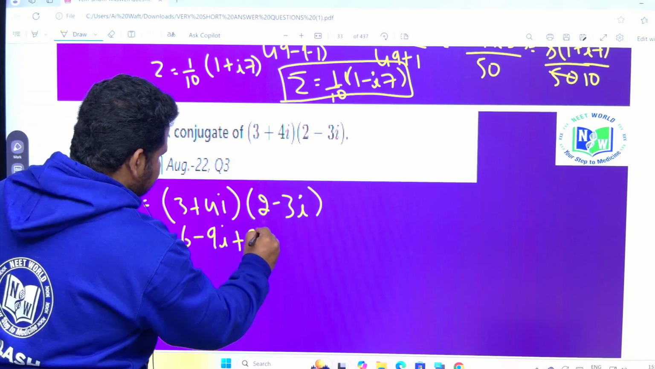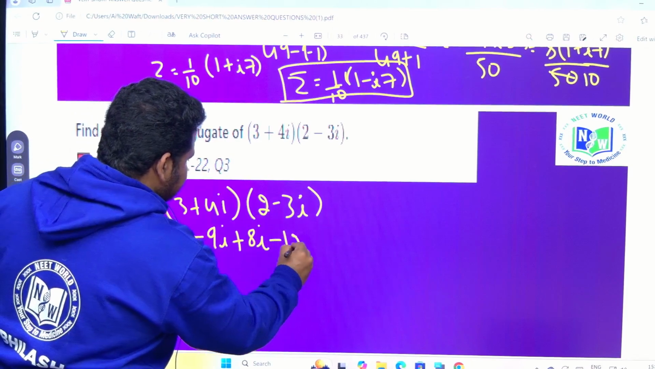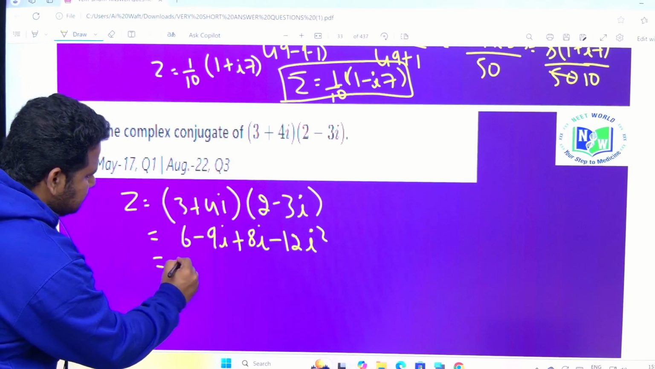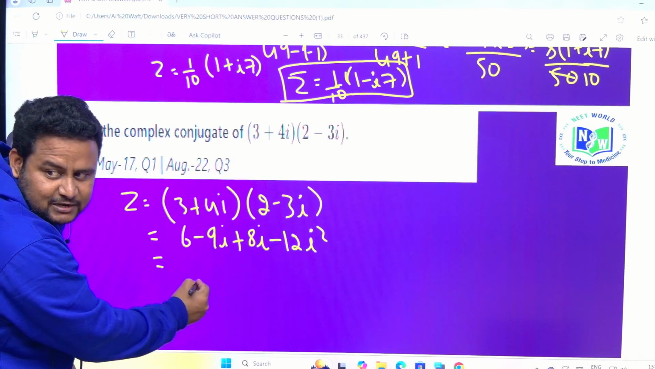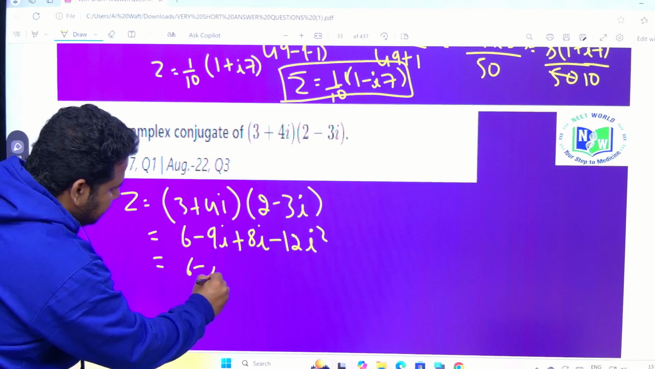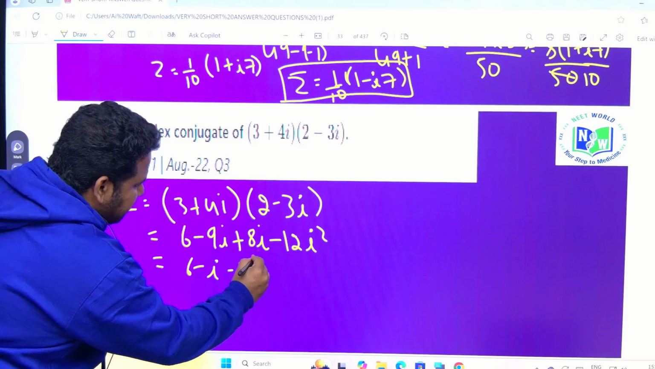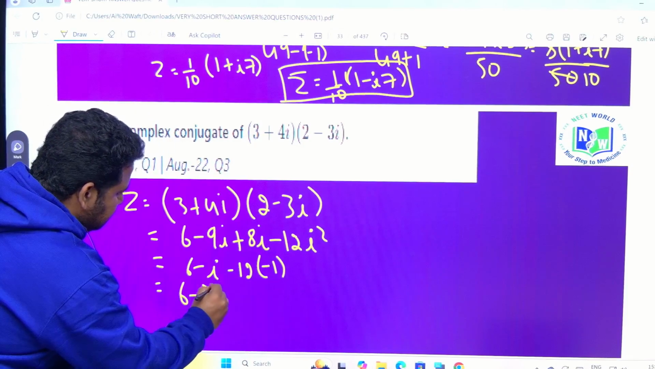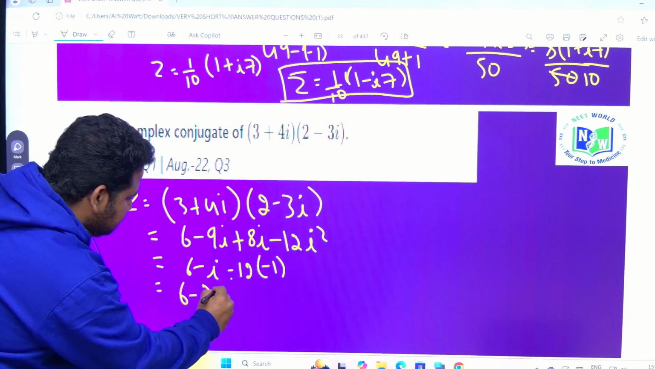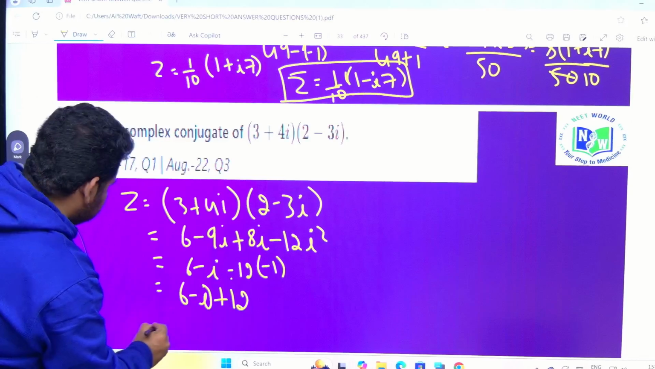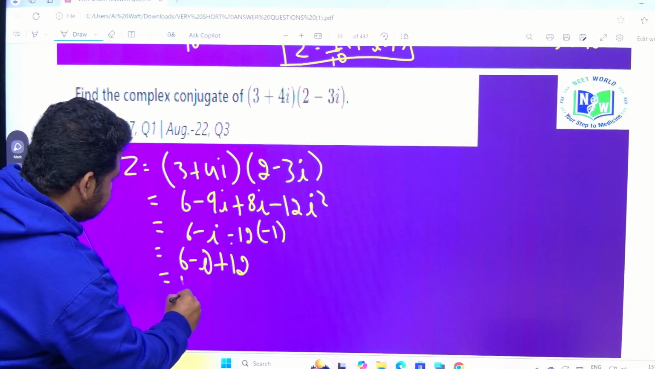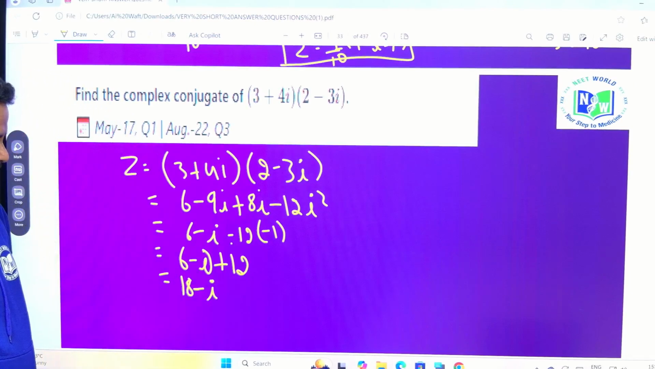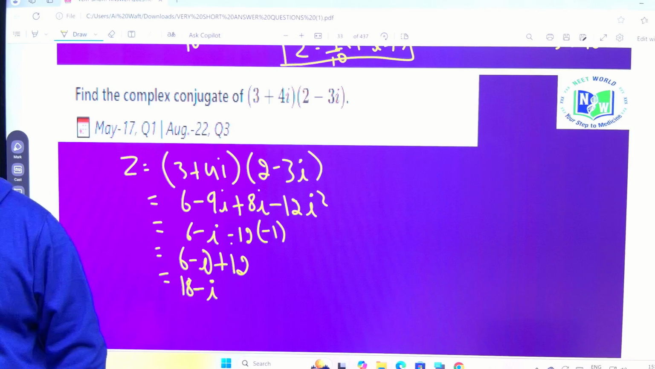8 into i plus into minus is 4 3s are 12 into i square. Minus 12 into i square, and i square is minus 1. So 6 minus i, so plus 12. So this will become 18 minus i.